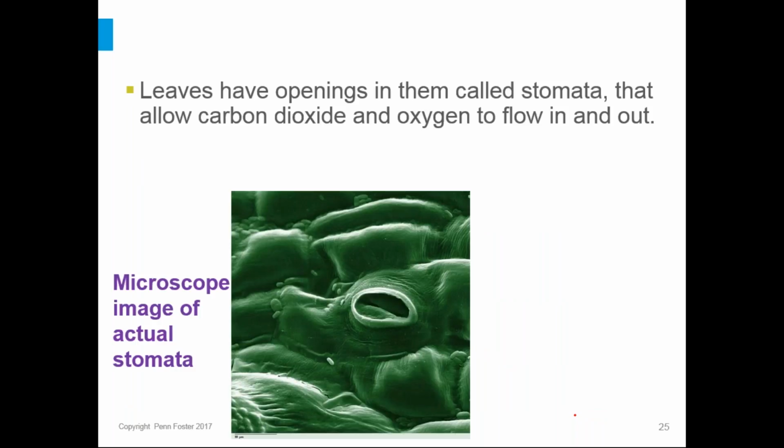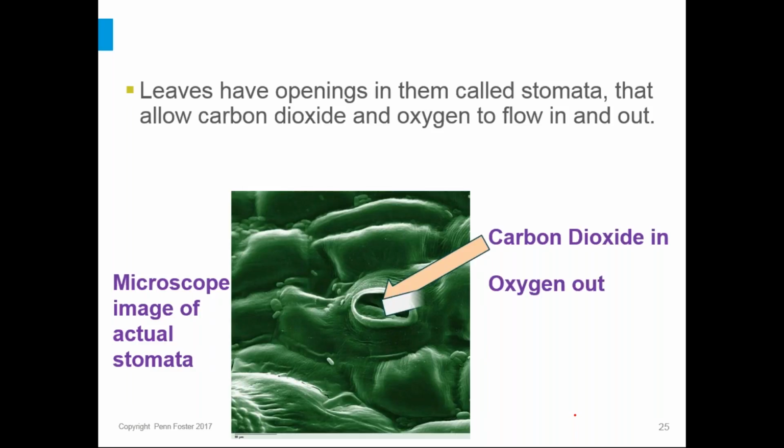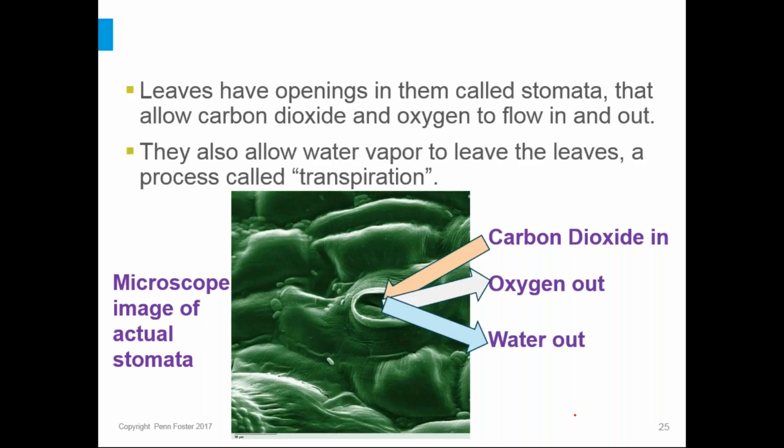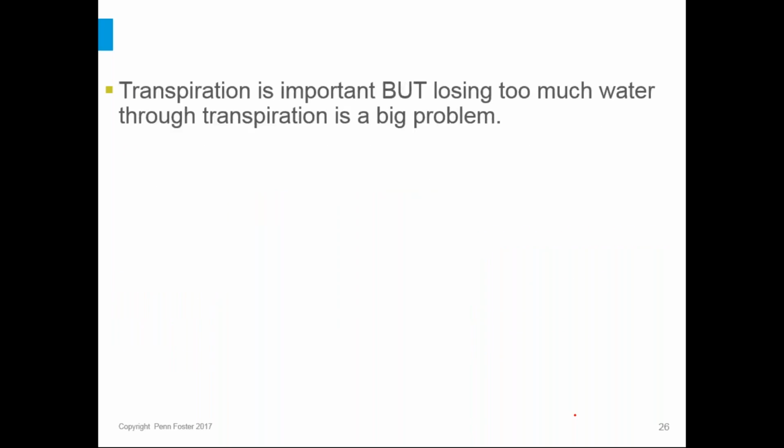Leaves have openings in them called stomata that allow carbon dioxide and oxygen to flow in and out. They allow carbon dioxide to flow in, oxygen to flow out, and water vapor to also leave the leaves in a process called transpiration. So let's talk about that because it's very, very important. Transpiration keeps the water flowing through the plant, which is necessary, but it's also a problem. Losing too much water through transpiration is a big problem for the plants.